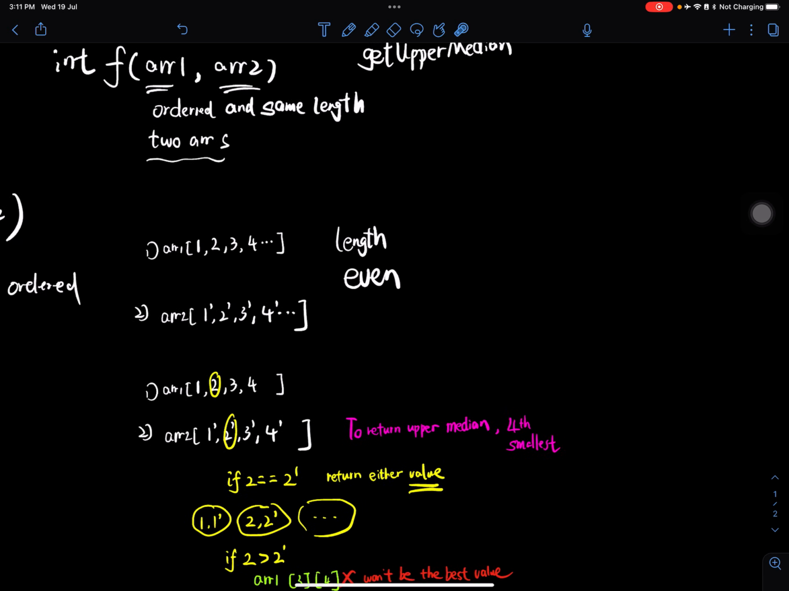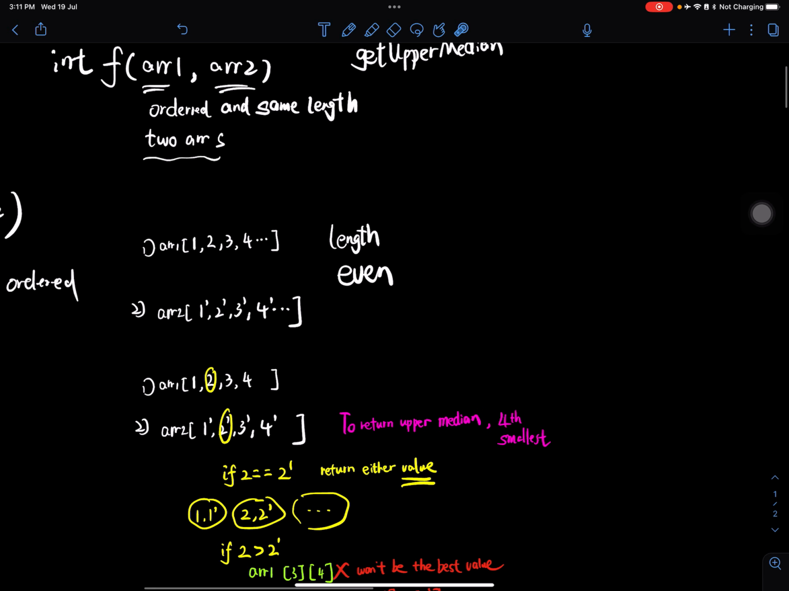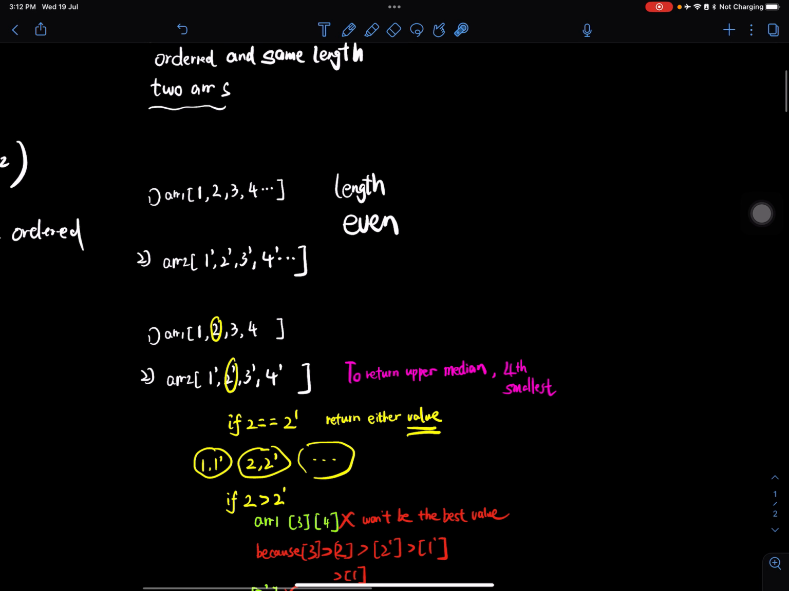So let's consider a simple case first, which is the length of both array 1 and array 2 are even, and they're the same even numbers. So the upper median means you sort them together, so it's to return the upper median, which is the four smallest inside the combined sorted array 1 and array 2.